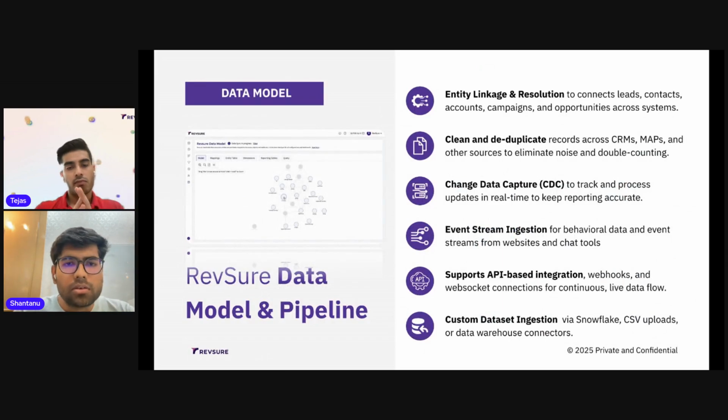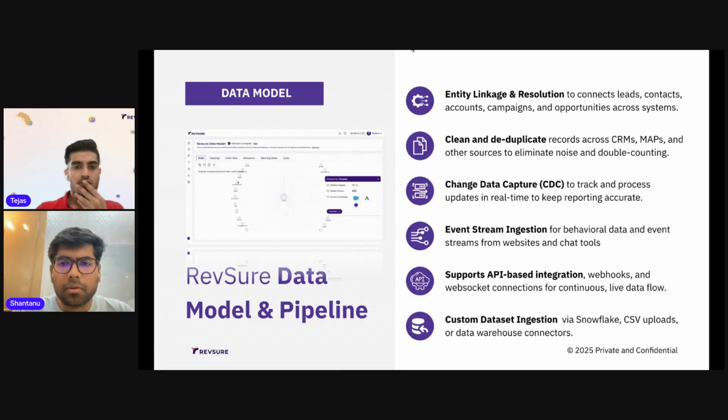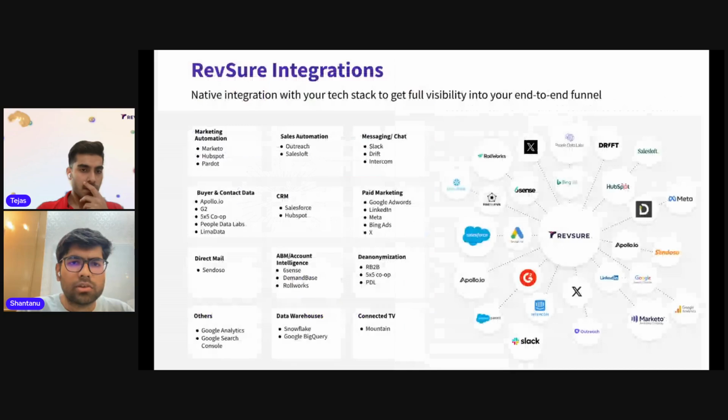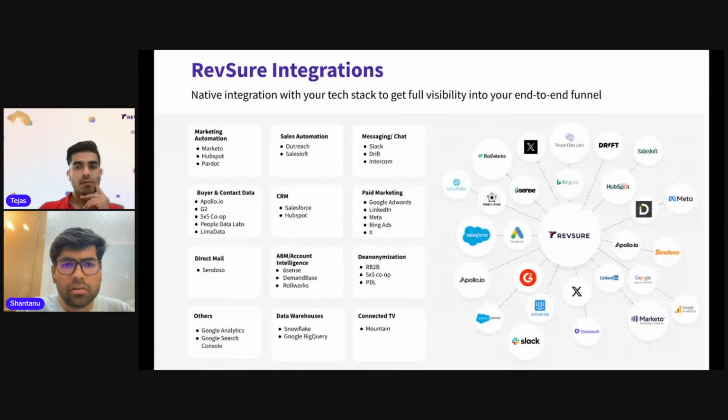So as mentioned about the data integration part, RevSure is basically talking to your CRMs. As you can see over here, we have around 20 to 30 different integrations already built out in RevSure, and we cover the whole breadth of the GTM stack, where we start from your marketing automations to your messaging chat applications like Slack, Drift, Intercom.